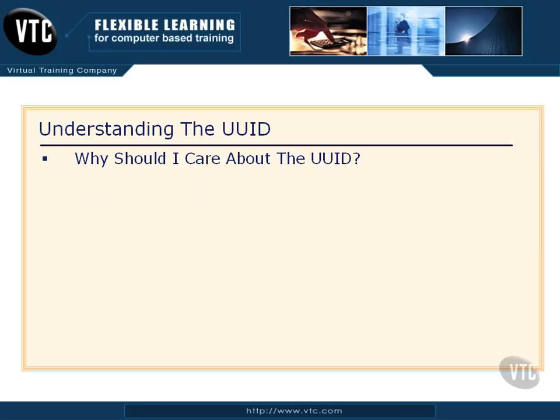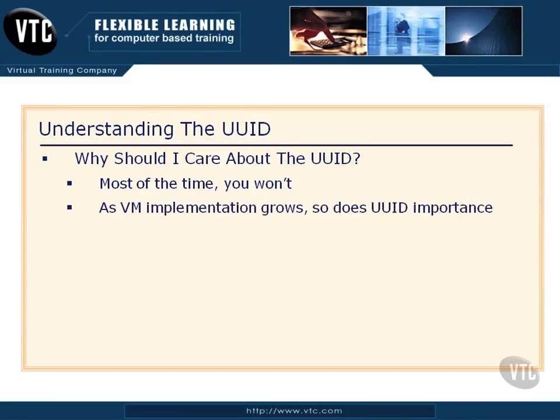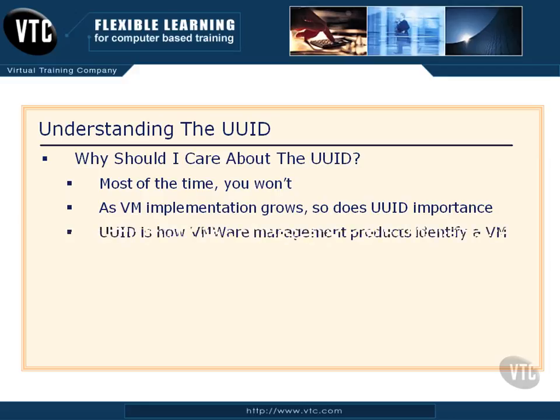Now, why should you care about this? Well, the good news is, for a lot of the time that you're working with virtual machines in VMware, you won't care about the UUID. It just kind of gets managed for you. However, as your virtual machine implementation grows, as you leave the VMware Player environment and get into Workstation, then you go from there into using the ESXi server, and you start to really get enterprise level with it, the UUID grows in importance along with you, and it can become something that will keep you there late one Friday night. So again, this is simply how the VMware management products uniquely identify a virtual machine.